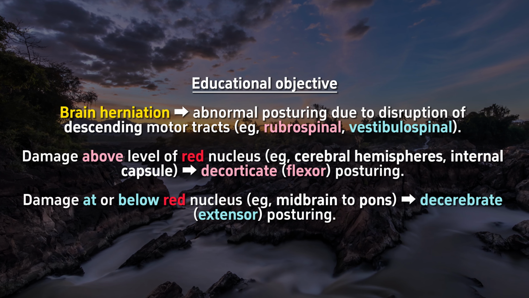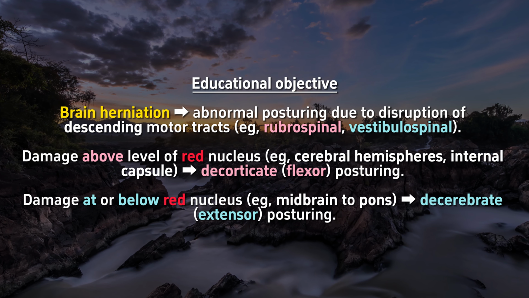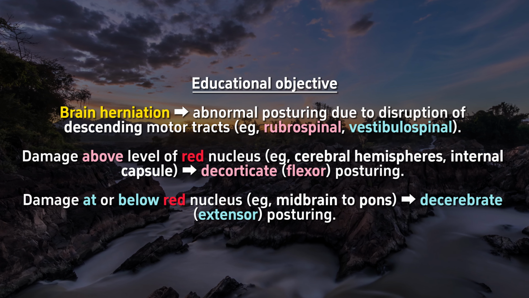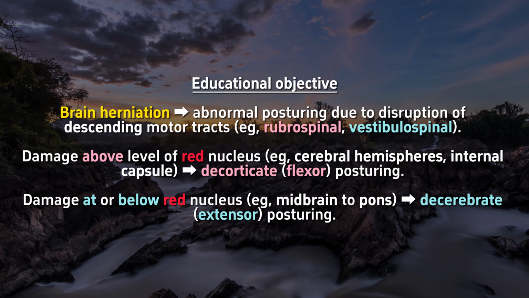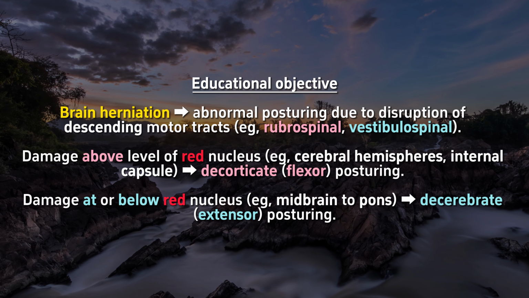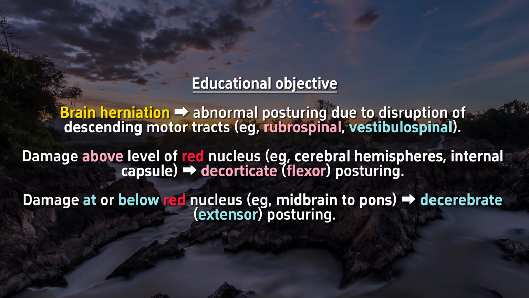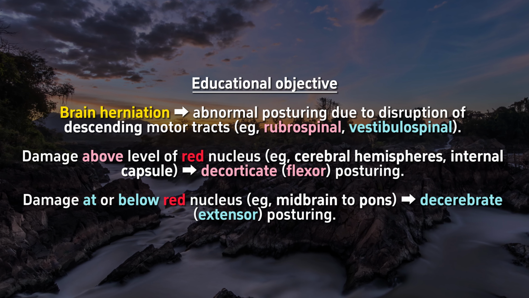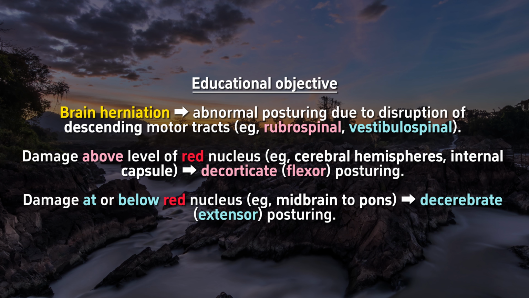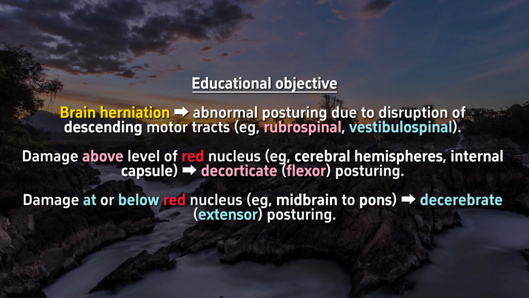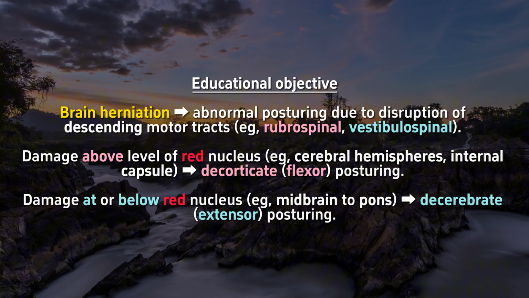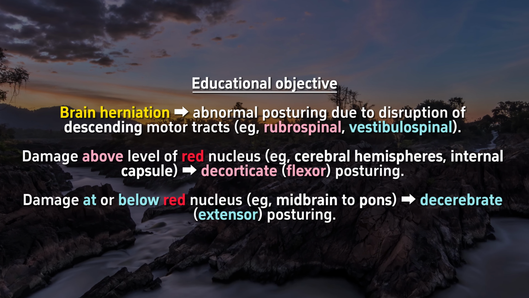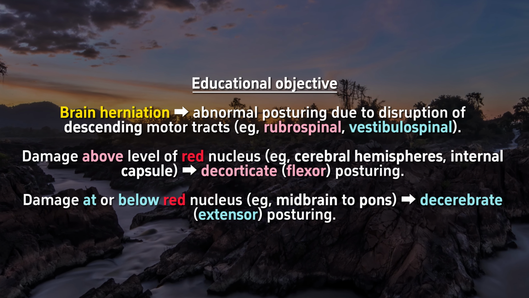Educational objective: Brain herniation causes abnormal posturing due to disruption of descending motor tracts, for example rubrospinal and vestibulospinal. Damage above the level of the red nucleus, for example cerebral hemispheres or internal capsule, typically results in decorticate flexor posturing. Damage at or below the red nucleus, for example midbrain to pons, typically results in decerebrate extensor posturing.